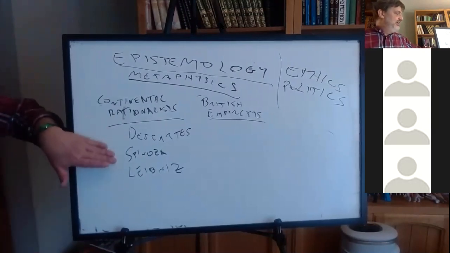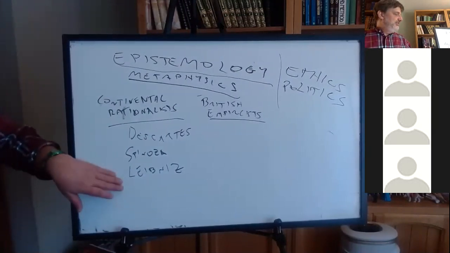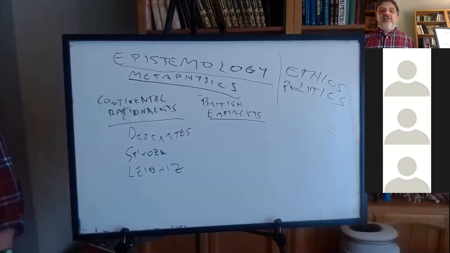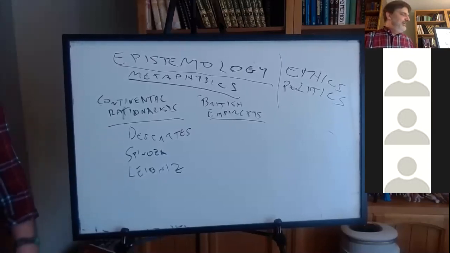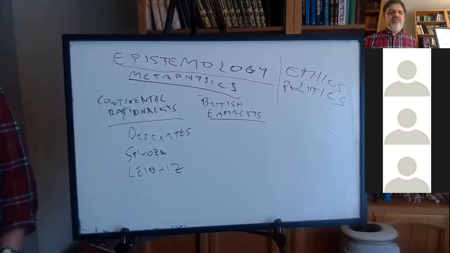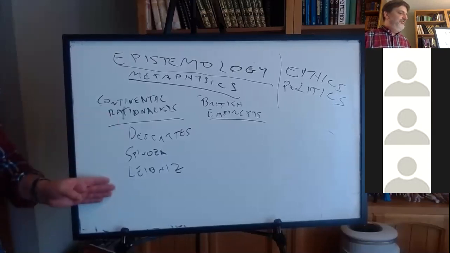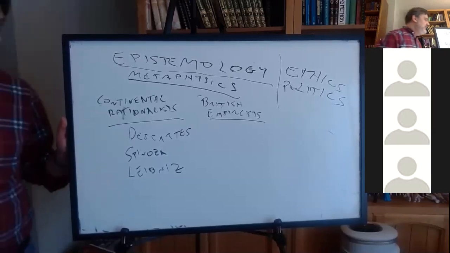Descartes was French, Spinoza was Dutch, and Leibniz was German. All three of them wrote in Latin and French. Spinoza wrote a little bit in Dutch. Leibniz wrote a little bit in German, very little, mostly letters and stuff, I think. Basically, all three of them wrote in French and Latin. Those were the learned languages on the continent.